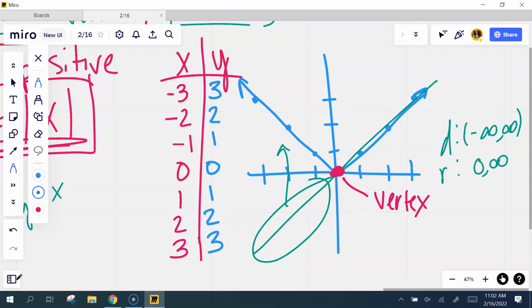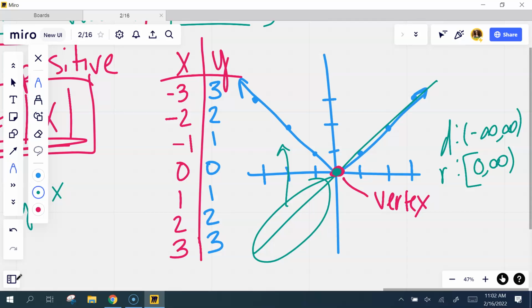0 to infinity. Should I do a bracket or a parenthesis on the 0? I heard both. I'm going to do a bracket. Why am I doing a bracket? That point is bubbled in. It includes it. It is the vertex, and it is part of the graph. That's a very important part of the graph. Y'all okay?